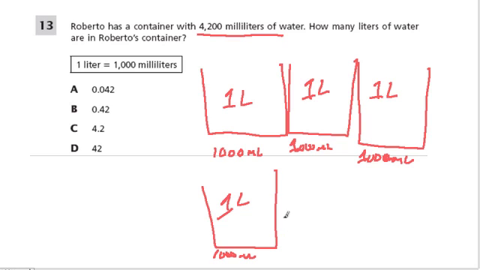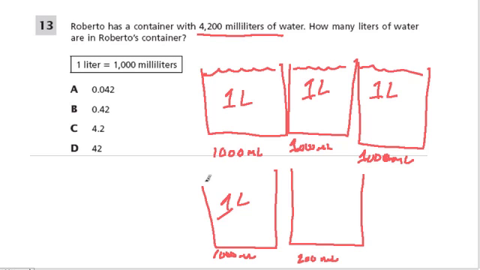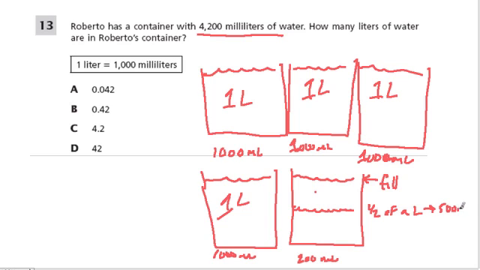And then what's left over? Well, a little bit, right? 200 milliliters. What's that going to make? Well, if 1,000 makes a full liter, then 500 would make 1/2 of a liter, right? Let's just color these in. Say these are filling up these liters. 1,000 milliliters fills up 1 liter. Well, this is, let's say, the full line. It's filled. Here's 1/2 of a liter. And that's going to be 500 milliliters.